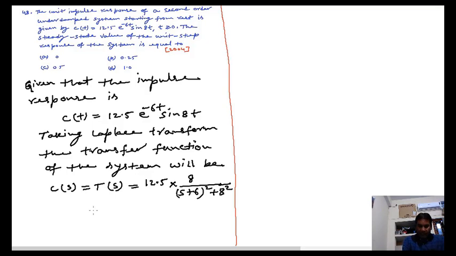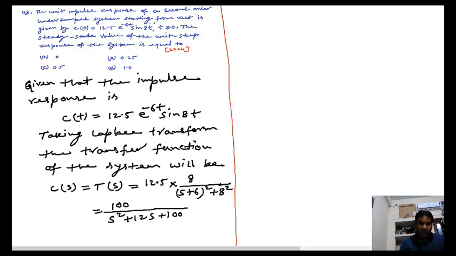If we multiply 12.5 by 8, it becomes 100. So it becomes 100 divided by s square plus 12s plus 100. This will be the transfer function, the Laplace transform of the impulse response, because the Laplace transform of the impulse response is nothing but the transfer function of the system. Now let us write here.